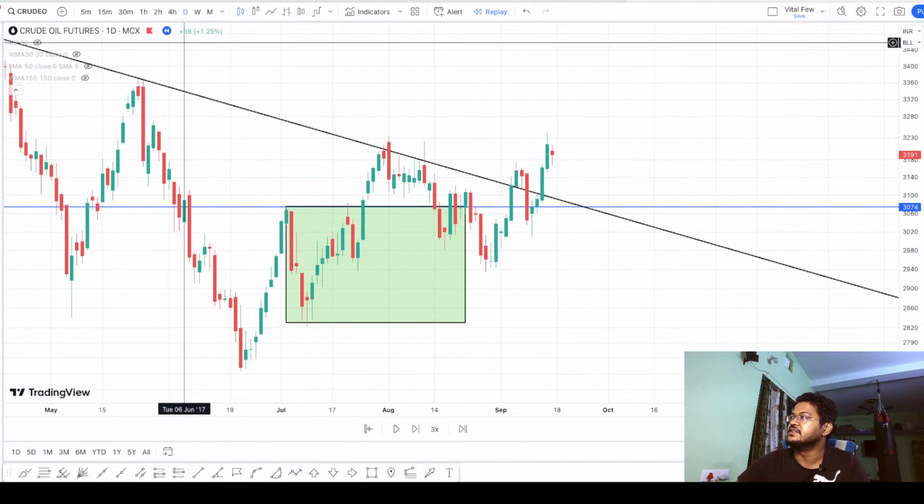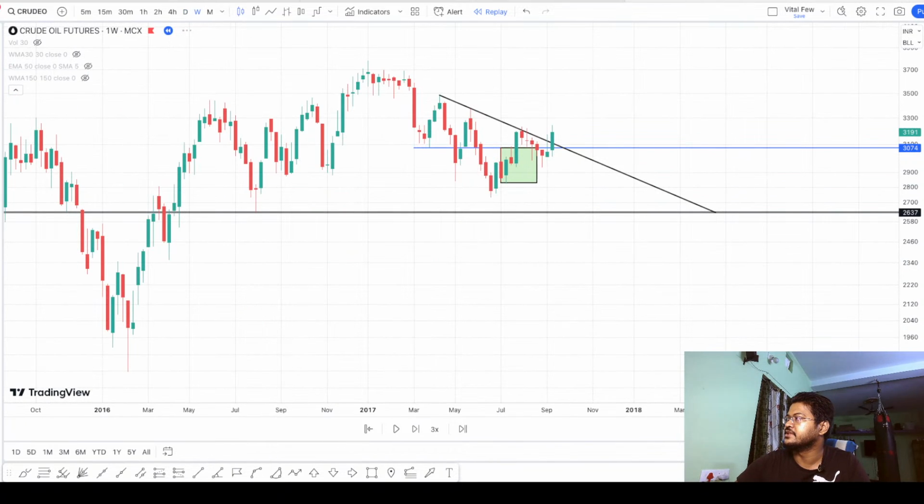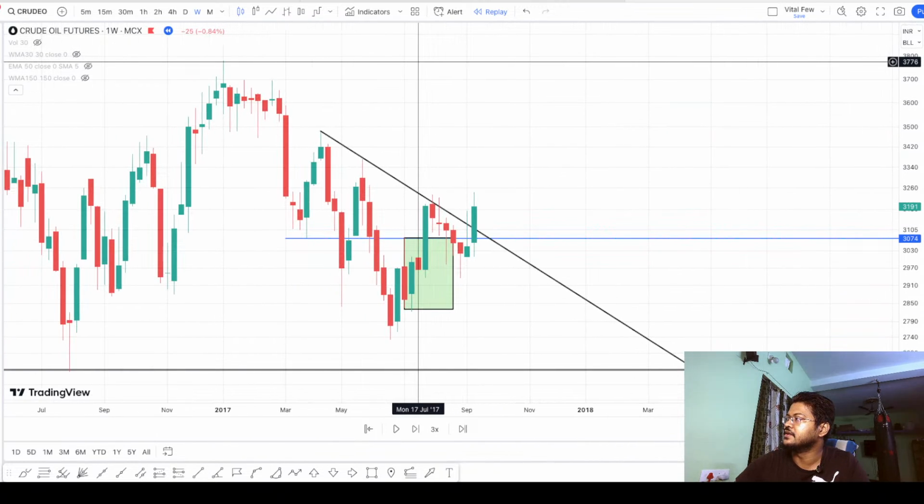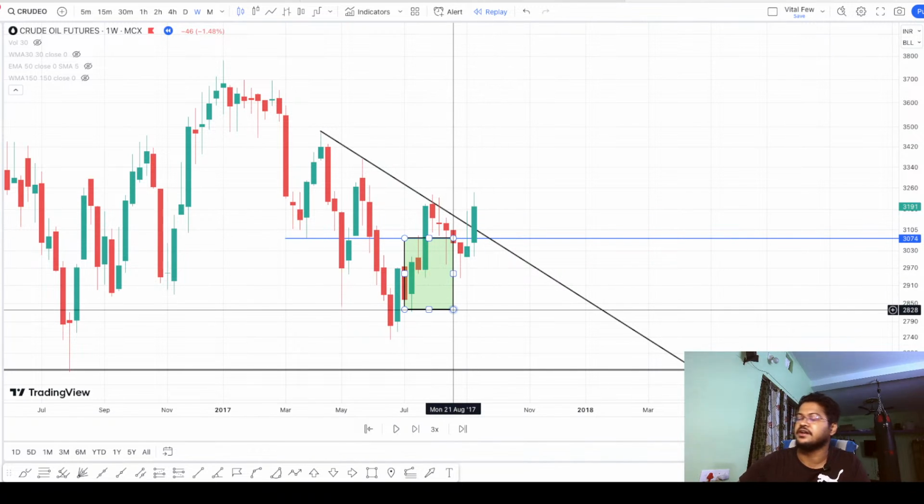I believe in weekly time frame it will give a clear picture. No, let's wait a little bit. Let's see if 30 period moving average is in support. Okay, this looks like a very strong breakout.